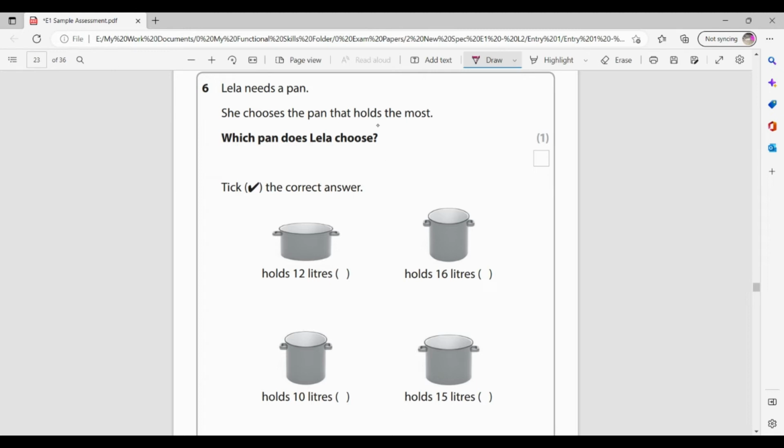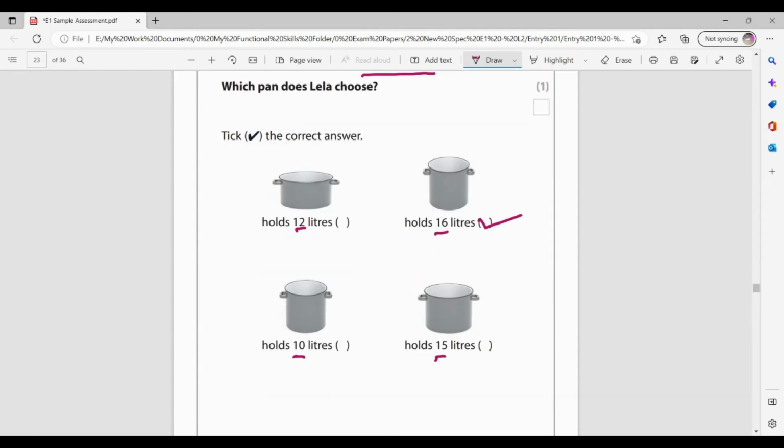Leela needs a new pan. She chooses the pan that holds the most. Which pan does Leela choose? I need the one that holds the most. I've got 12, 16, 10 and 15. She wants the one that holds the most, so I need the biggest number. I'm going to put them in order: 10, 12, 15, 16. So 16 is my biggest pan.